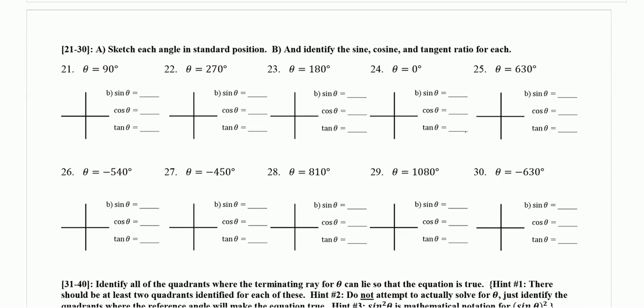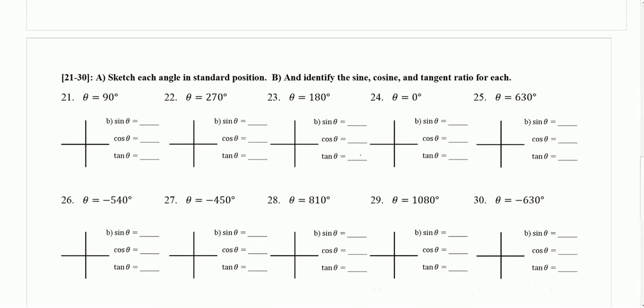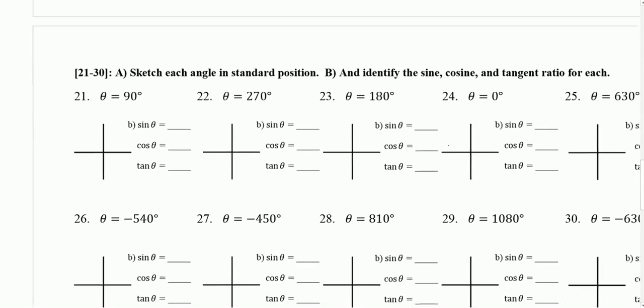On 21 to 30, we're to sketch the angle in standard position and identify the sine, cosine, and tangent ratio for each. Here, it's important to recall that if we're a distance of 1 from the center, or if we're on the unit circle, then your x value is your cosine of theta, and your y value is your sine of theta.